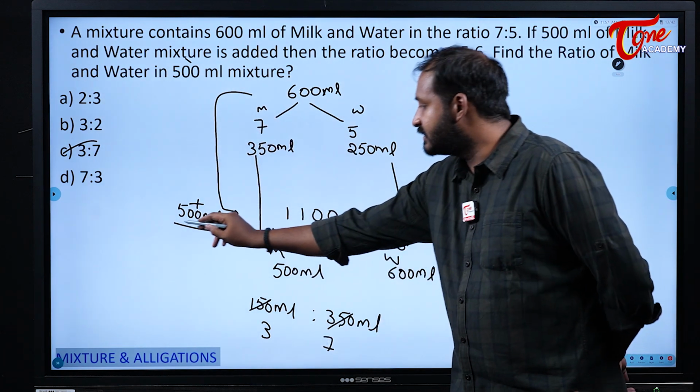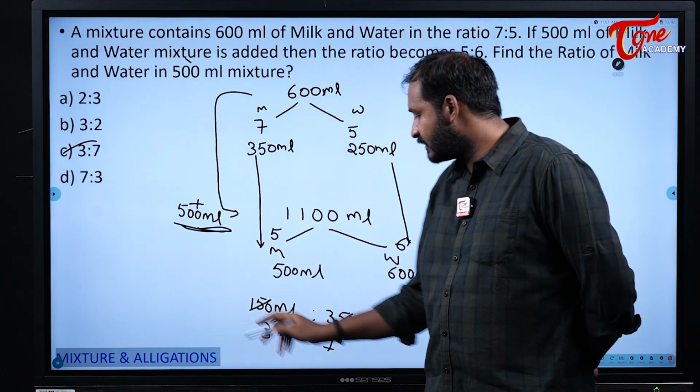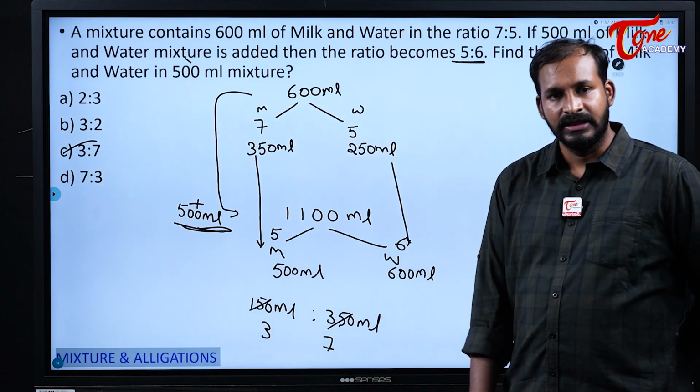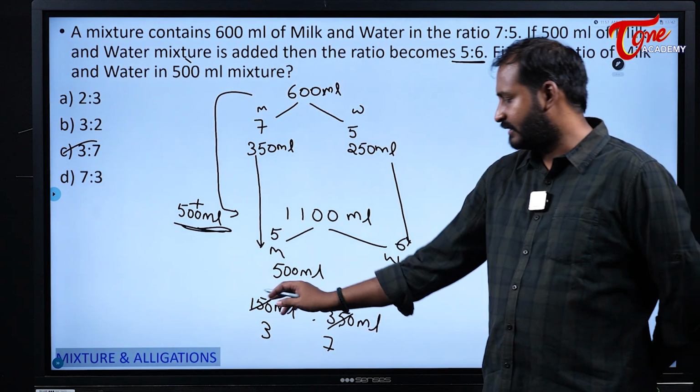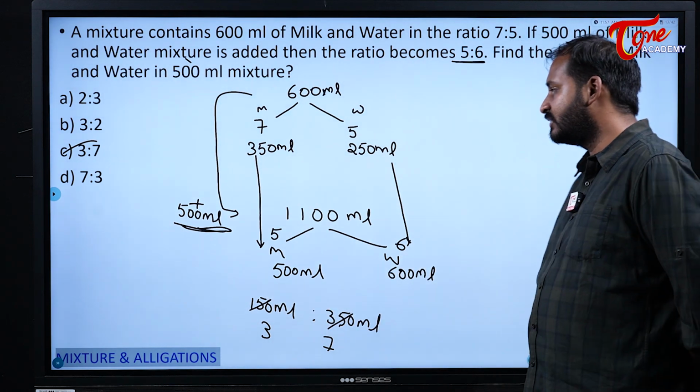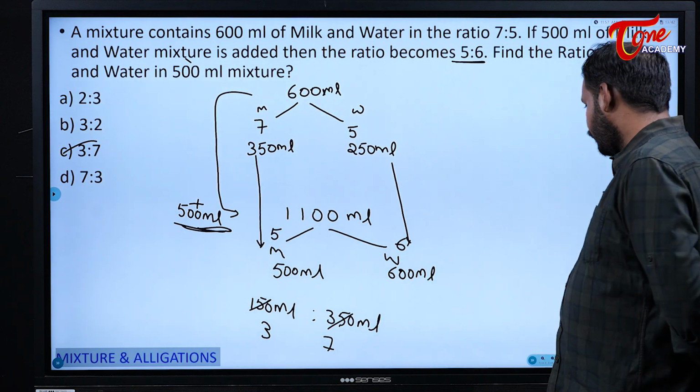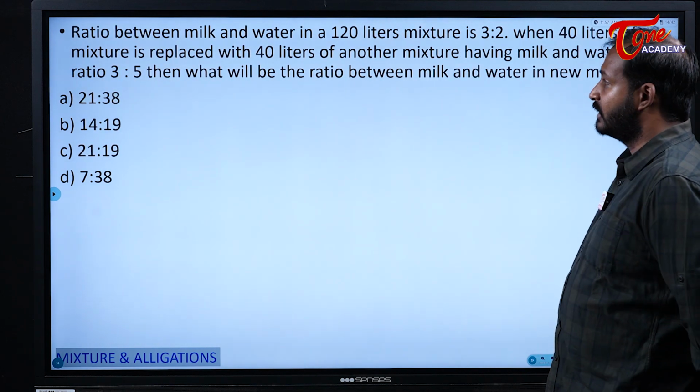That 500 ml is the same 500 ml, and if you observe carefully, 150 plus 350, the sum is also equal to 500. Just to verify your answer, if you add these two things, you will get what? 500 ml in total. Next one.